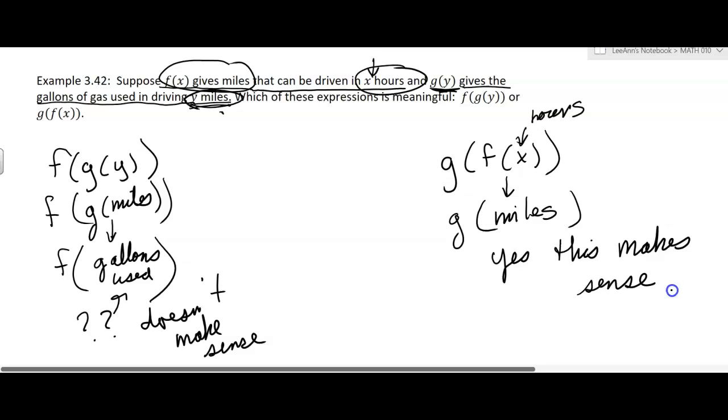It's a little tricky because it has to do with the wording and what everything means and the units of measure. So watch this video again. You might need to. It's in the book too.